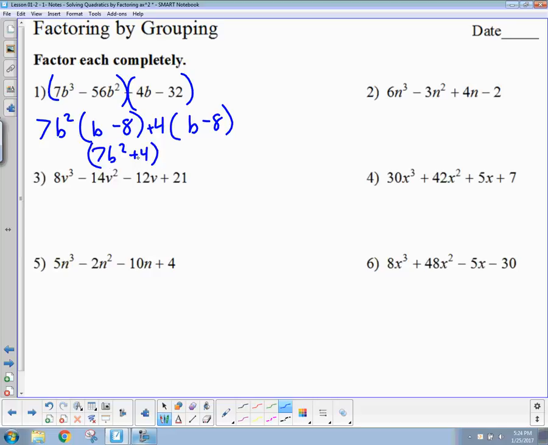b negative 8. Now, don't forget, always take out the greatest common factor. I knew this one was already taken care of because that's 7. The rest of these are even, but that 2 won't go into that 7, so that's as low as it gets. But when you get to the bigger ones, keep an eye out for that. You always take out the greatest common factor.